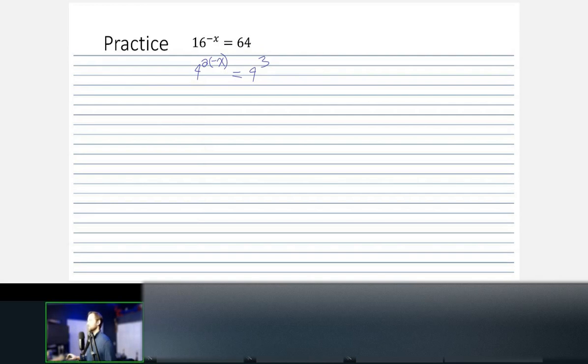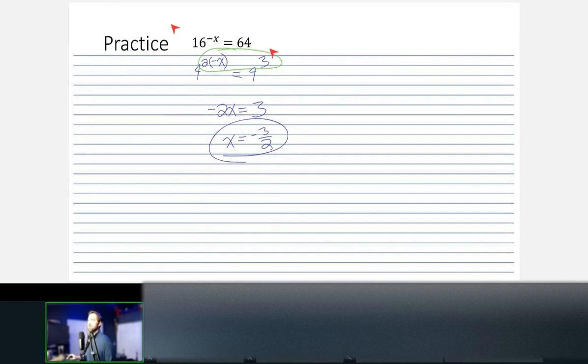Okay. So once the bases are the same, we set the exponents equal to each other. So the exponents would be these guys right here. So we'll say 2 times negative x equals 3. And I'm going to go ahead and multiply that 2 times negative x at the same time I set them equal to each other. So 2 times negative x is negative 2x. And then let's solve. So we divide both sides by negative 2. And x equals negative 3/2.